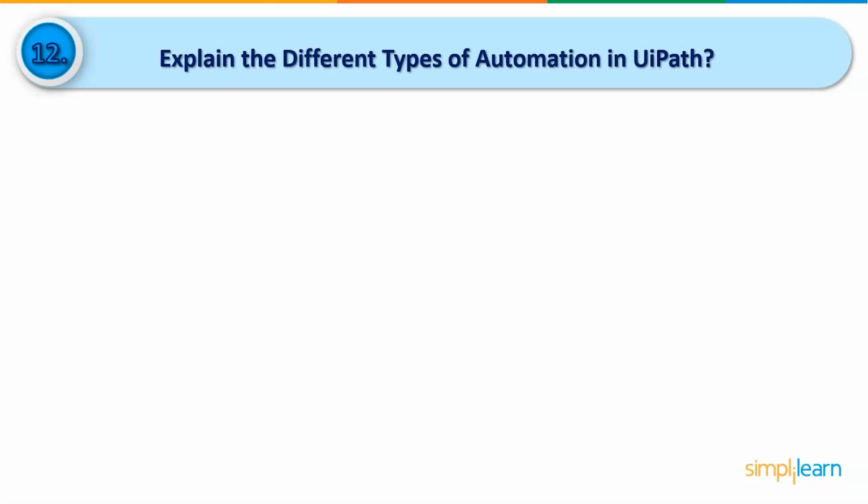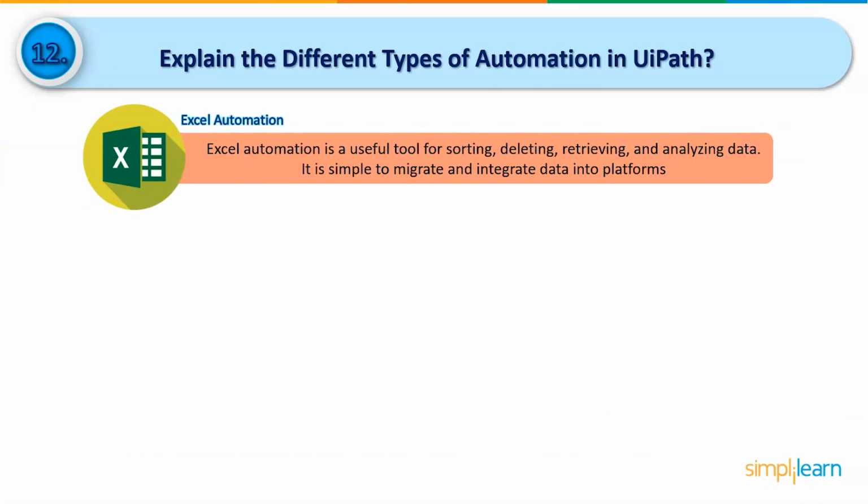Explain the different types of automation in UiPath. Excel automation. Excel automation is a useful tool for sorting, deleting, retrieving, and analyzing data. It is simple to migrate and integrate data into platforms. Studio X has a strong integration with Microsoft Excel and ships with several activities that automate Excel tasks.